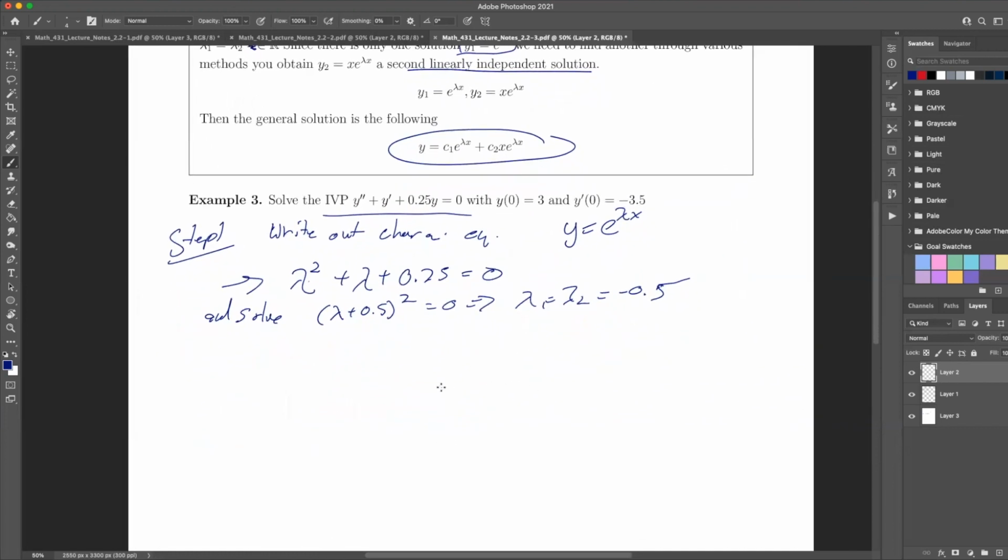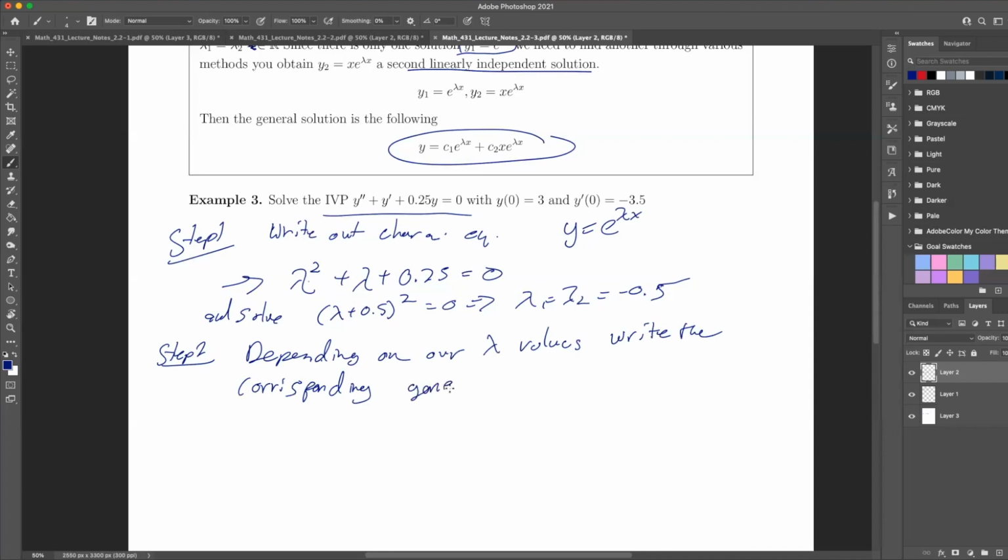And so step 2, depending on our lambda values, write the corresponding general solution. And I give you all the general solutions.